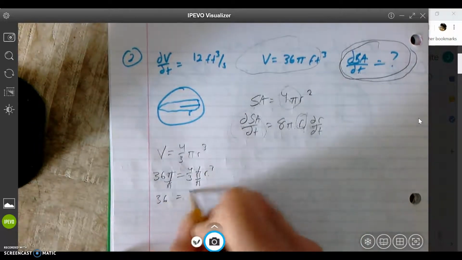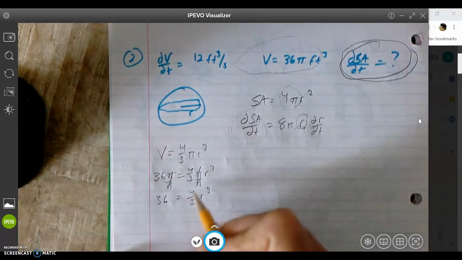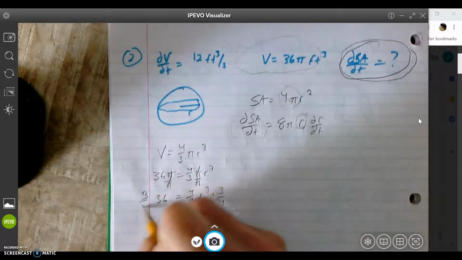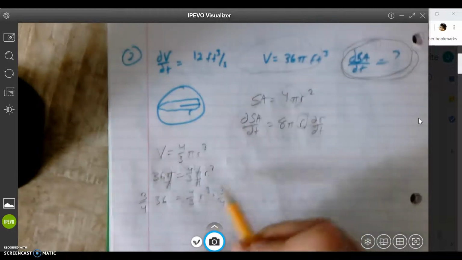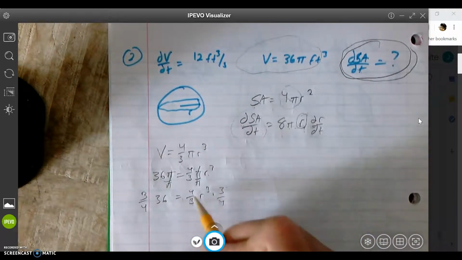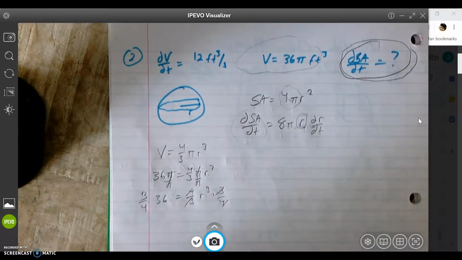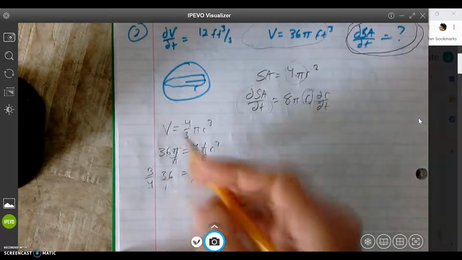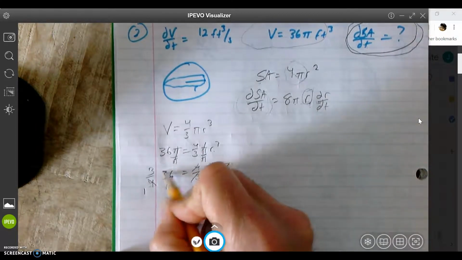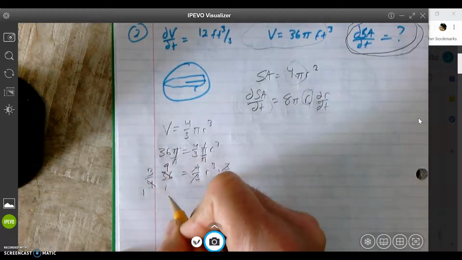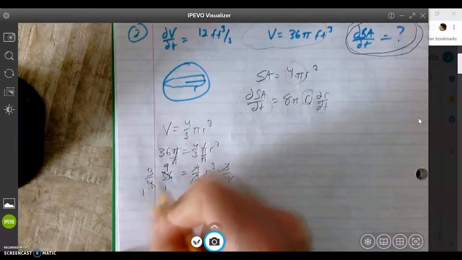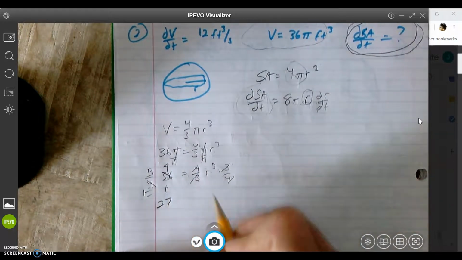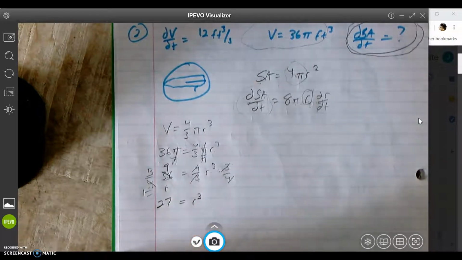So 36 equals 4/3 r to the third. In order to get rid of this fraction, you need to multiply by the reciprocal on both sides. So 4 times 3 is 12, 3 times 4 is 12, 12 divided by 12 is 1, and 1 times r to the third is r to the third. Now we can simplify. 36 and 4 are divisible by 4, right? 4 divided by 4 is 1. 36 divided by 4 is 9, so it's 9 over 1. 9 times 3 is 27 over 1, which is just 27 equals r to the third on this side.